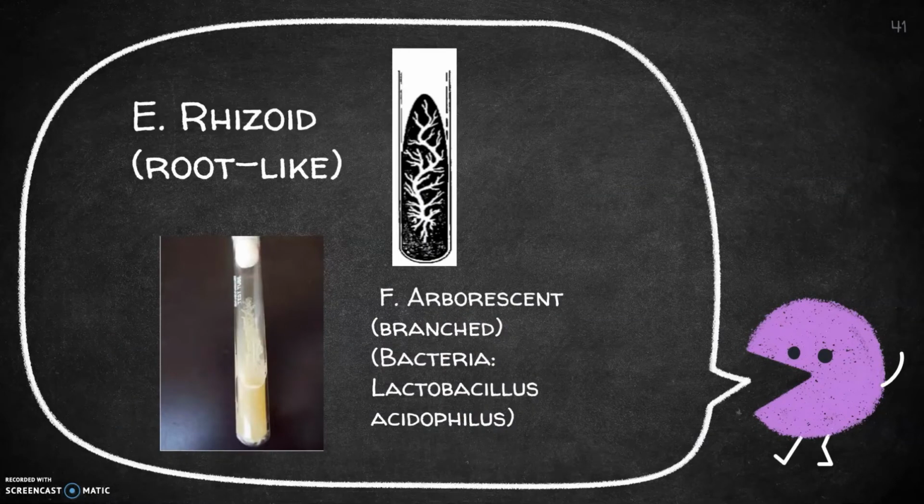Next is rhizoid or root-like, and the arborescent. We can compare the difference of these two forms in their pattern. We can see that the rhizoid type is like roots, while the arborescent is branch-like, like a tree. Unluckily, we didn't find an actual picture of the rhizoid form. And in the arborescent, we represent the bacteria Lactobacillus acidophilus.